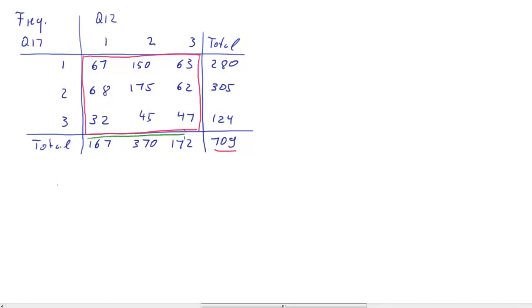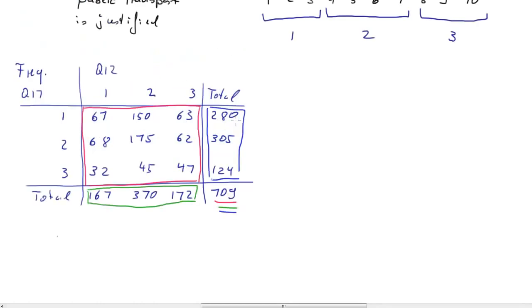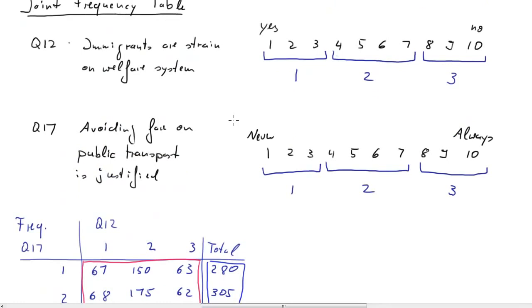You will also realize that these values in the bottom row, all of them together will add up to 709 as well. So these are like the marginal frequencies, and these are the counts for the three categories of Q17. That's the fare dodging question. They all add up to 709 as well.